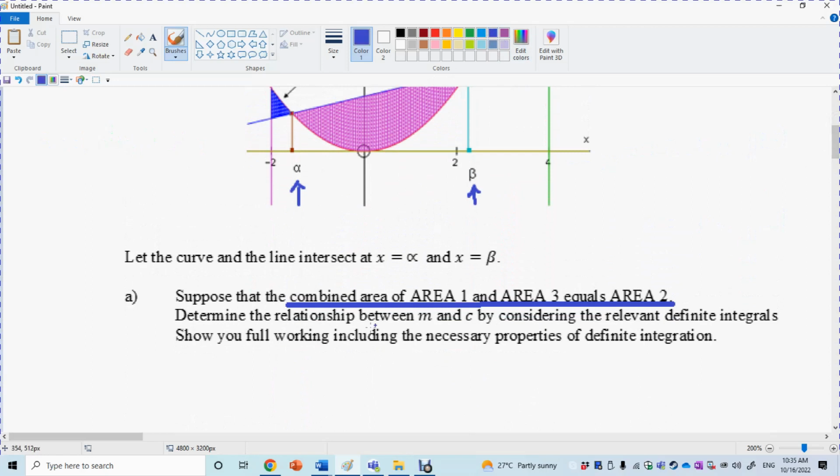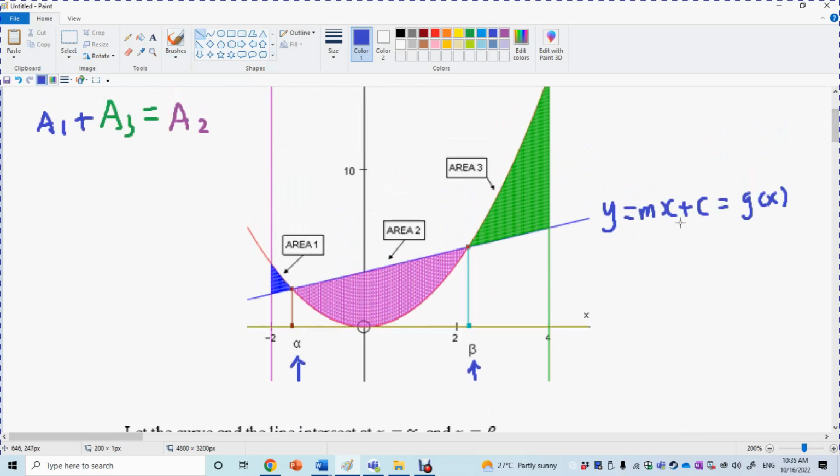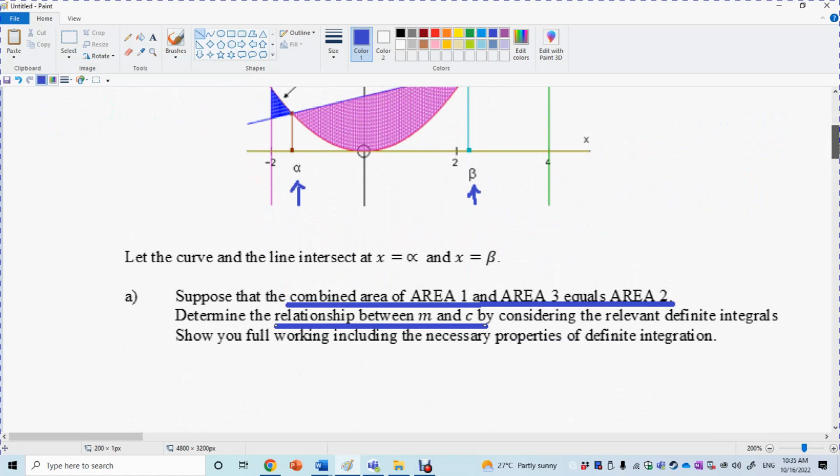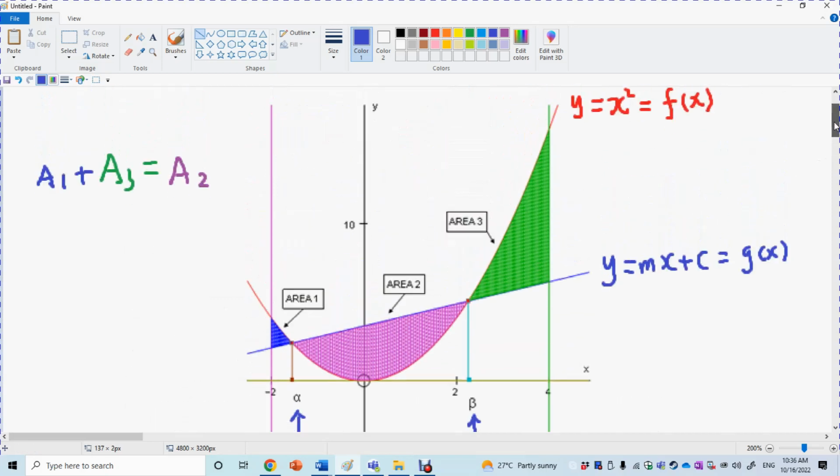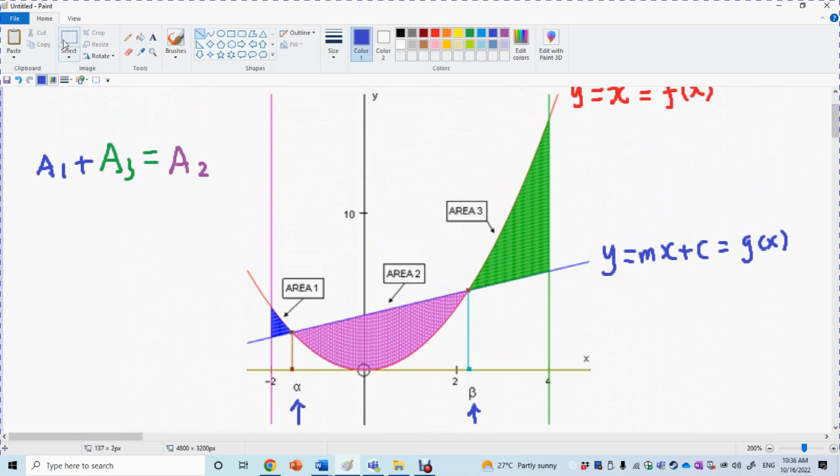So then what you need to do is determine the relationship between m and c. So m and c are just the parameters for the equation of the straight line. That means the gradient and also the y-intercept. Considering the relevant definite integrals, you show full working, including the necessary properties of definite integration. So that means you need to use definite integration and the information that the combined area of A1 and A3 equals A2, in order to establish a relationship between m and c. Okay, so what we should start with is that information.